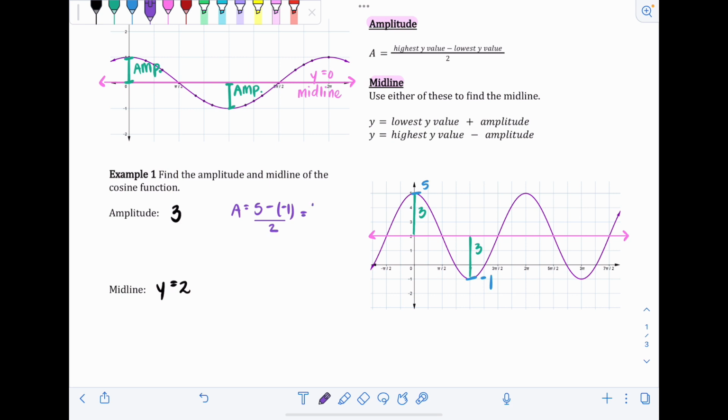5 minus -1 is like 5 plus 1, so that's 6. And then 6 divided by 2 is 3, and it ended up being the same answer that we got just finding it without the formula. And then for the midline, it was taking the lowest y value and adding the amplitude, or taking the highest y value, which is 5, and subtracting the amplitude, which is 3. So it ends up being 5 minus 3, which is y = 2. So you get the same answer. I just wanted to steer away from the formulas a bit, that way we understand it more on a conceptual level.